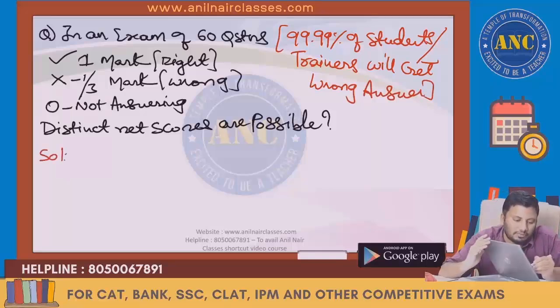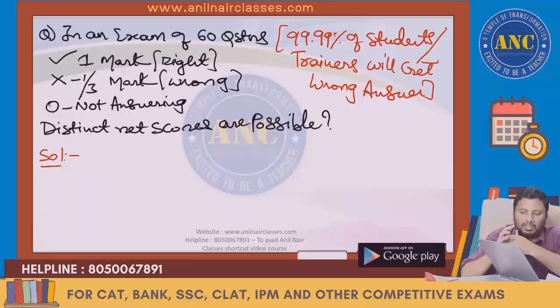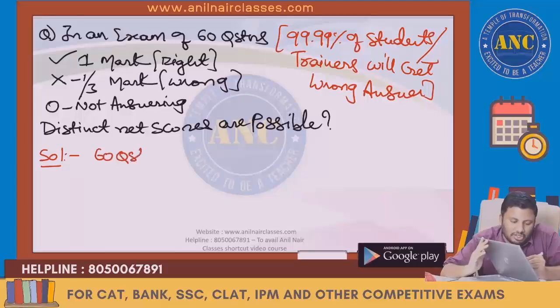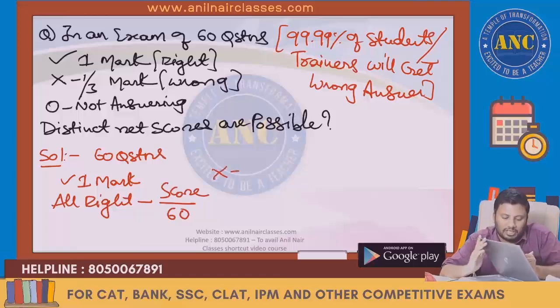First solution. In an exam of 60 questions, a right answer gets 1 mark and a wrong answer gets minus 1 by 3. There are 60 questions. Assume a student writes that paper and gets all of them right. The score will be 60. Worst case, he gets all of them wrong.